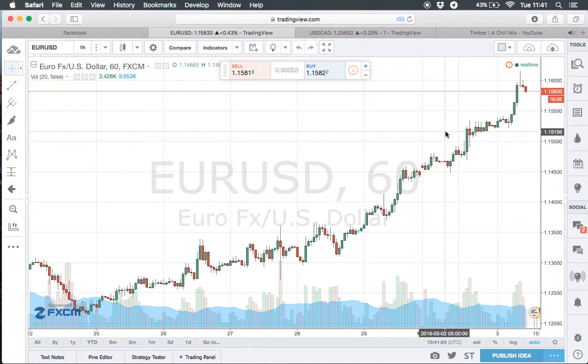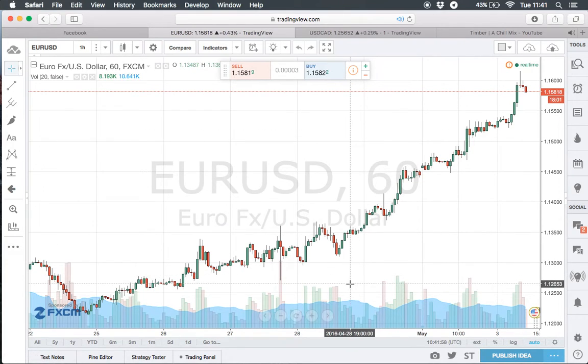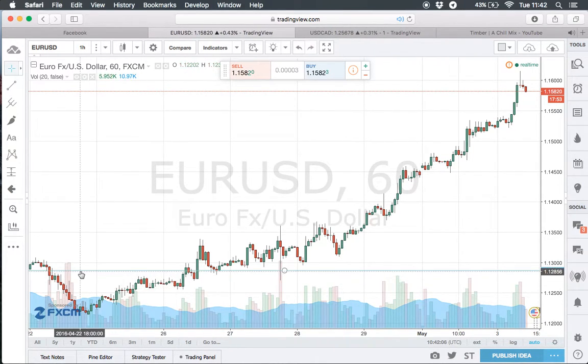EUR USD. For the purposes of marking up trend lines, do you know what a trend line is? A trend line is the exact same as, for example, resistance and support. There's support here. Price has been around this area. It's gone up, it's gone down, it's hit it, it's gone up again. There's resistance in this area.